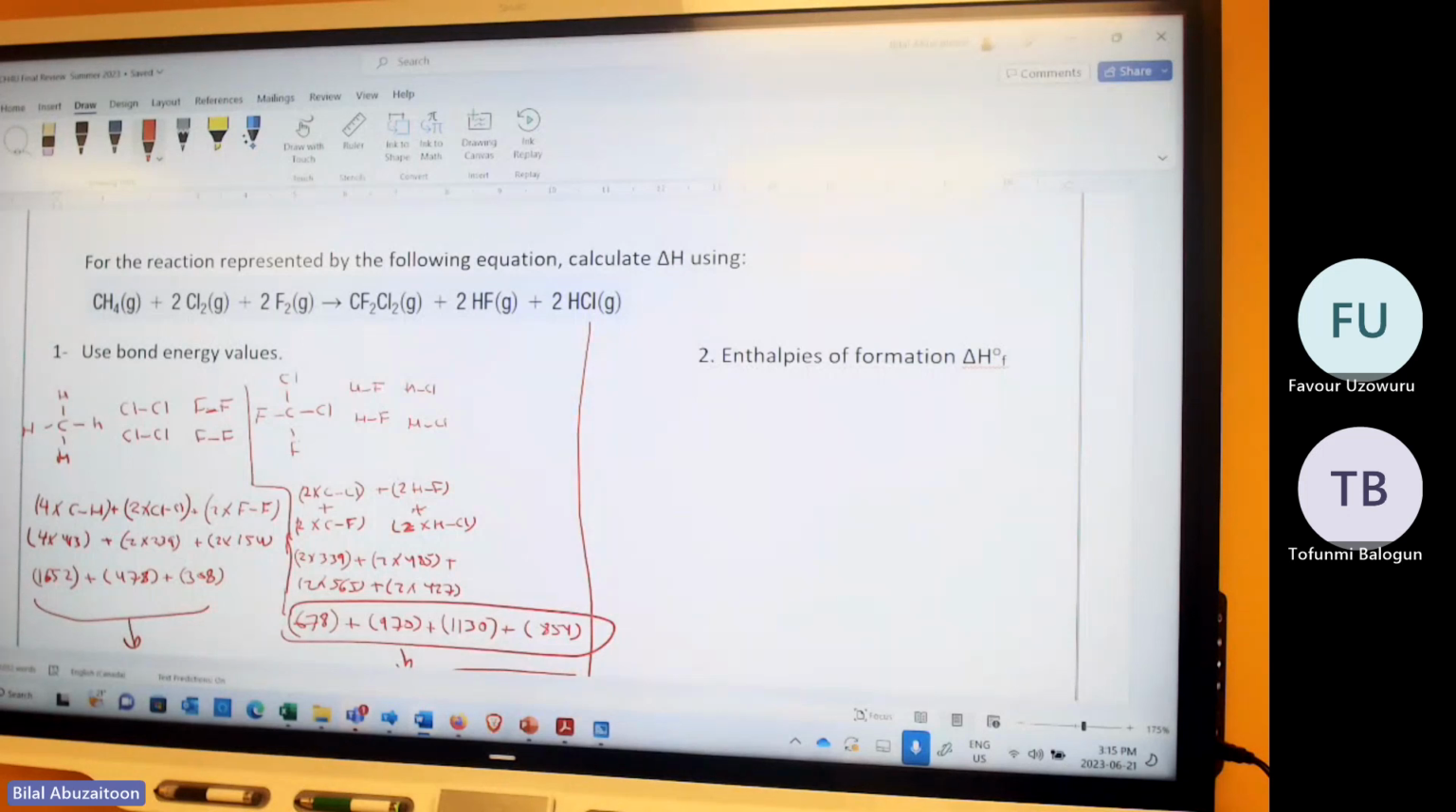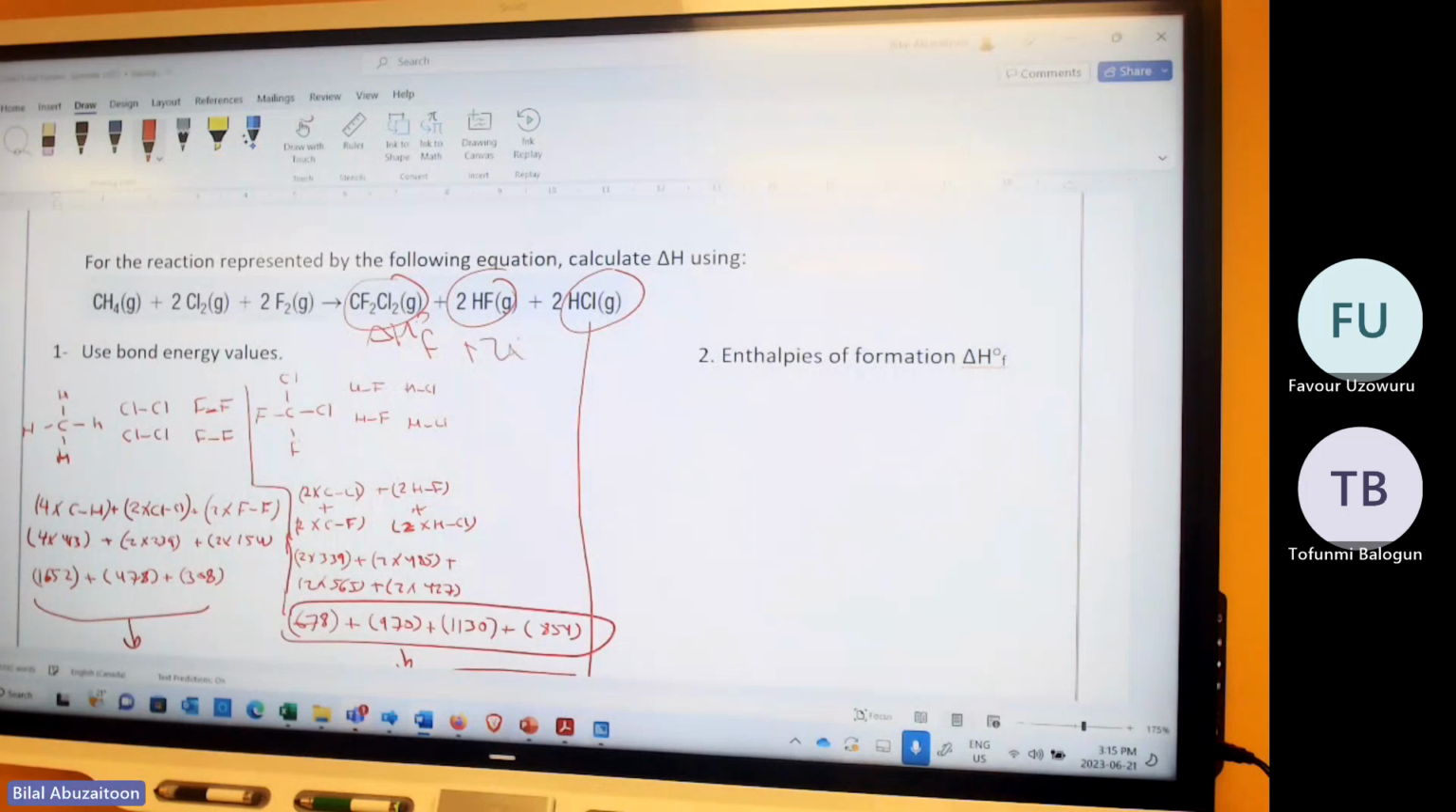Do you have CF2Cl2 in the table? Delta H naught formation. Well, these ones are general. You just take the values from the table. That's it. So you find delta H naught formation for this plus for this plus for this. Okay, times 2. Be careful, times 2, because for HF I have 2 of them.